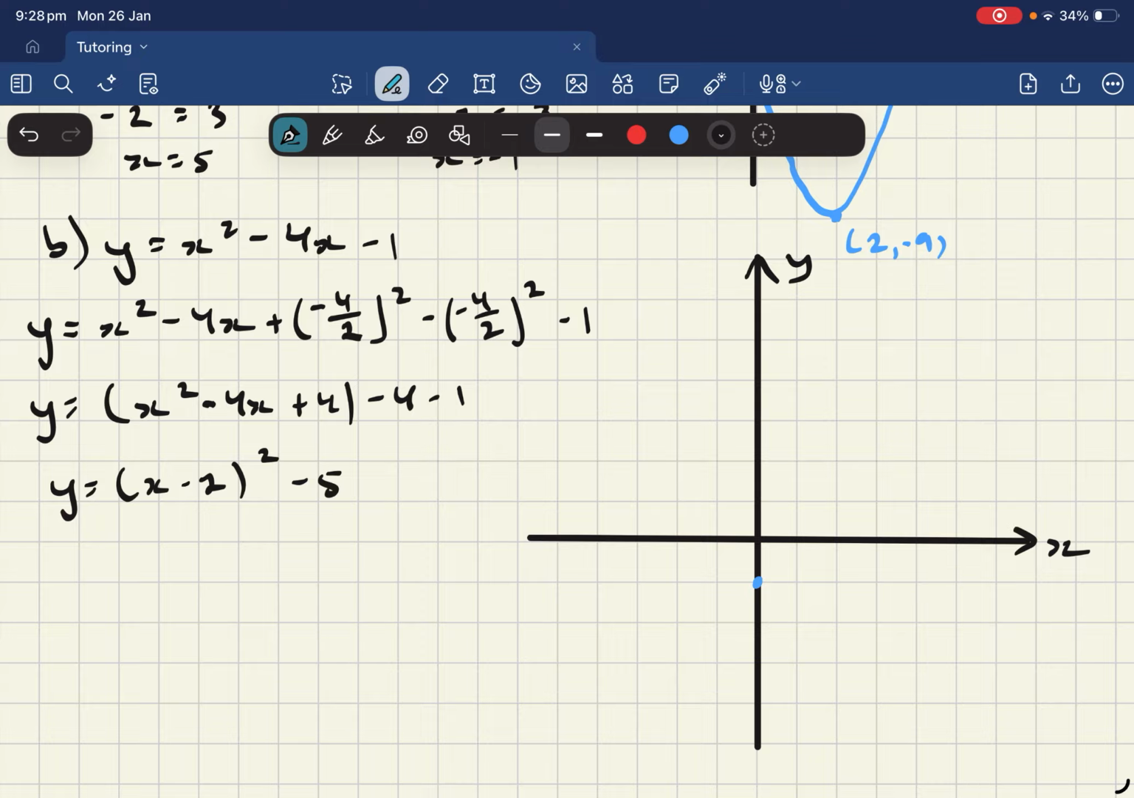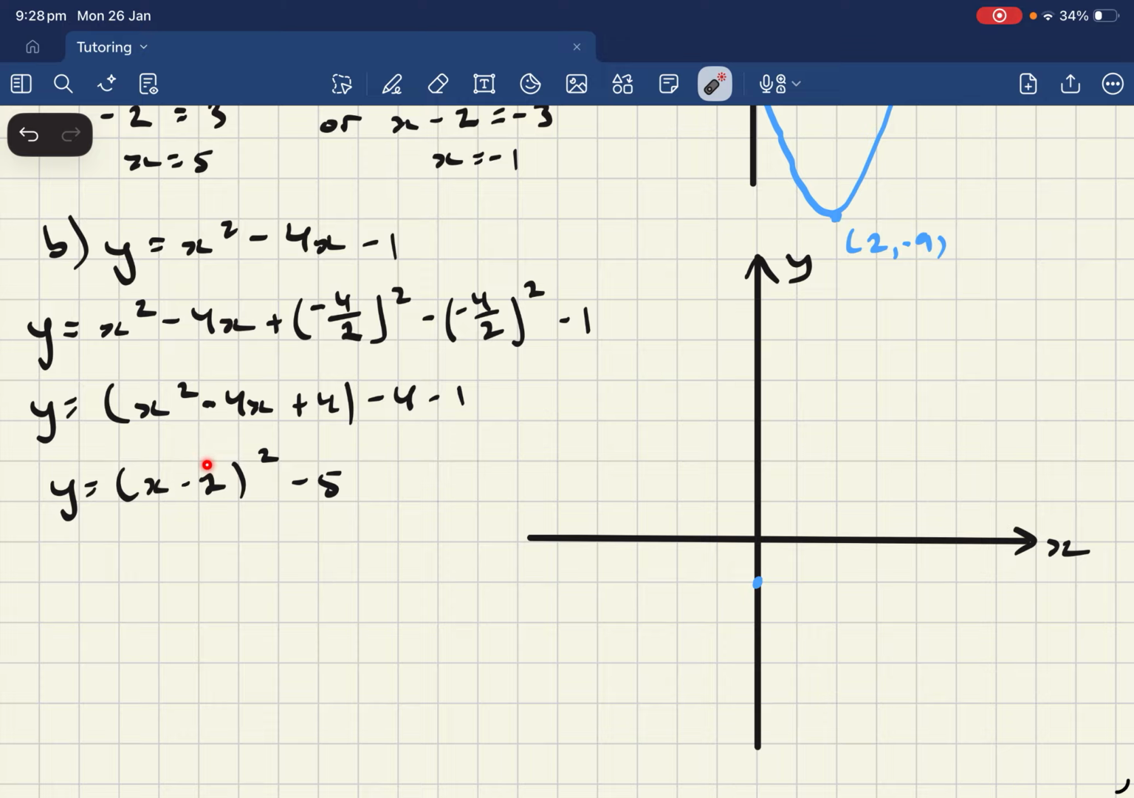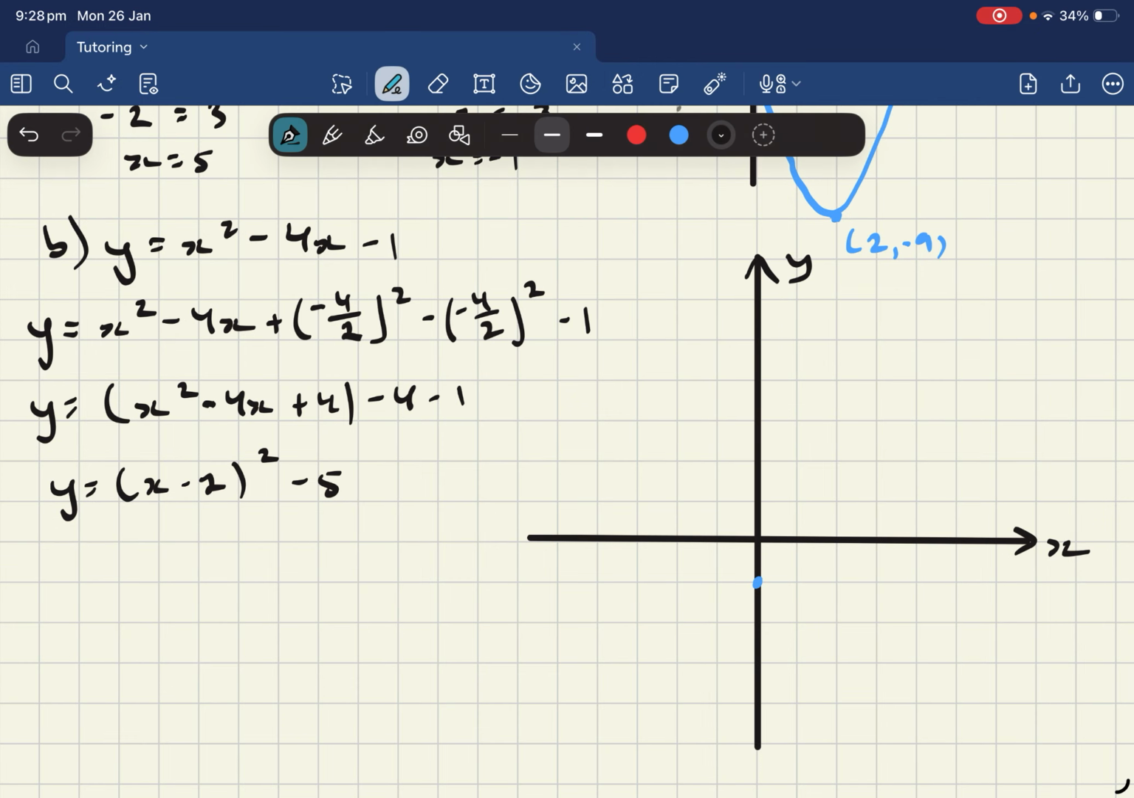And from here, we can read off our vertex. So our vertex is going to be at the point 2, negative 5. So 2 and then negative 5. 2, 3, 4, 5 is down here. We'll label it. And of course, this is going to be a minimum turning point because this is a concave up parabola.